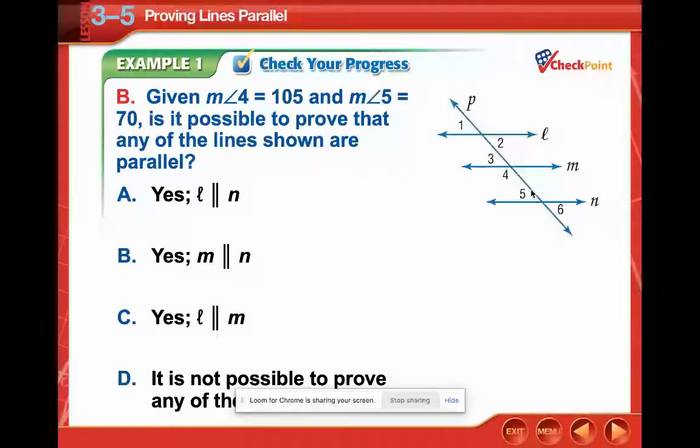Okay, hopefully you were able to solve this and come up with the right answer. It is unfortunately not possible to prove any of these.